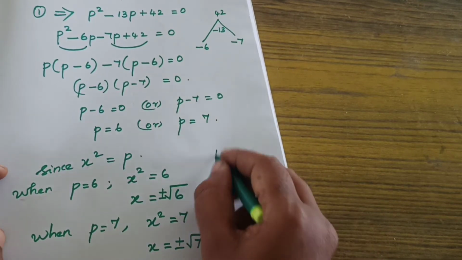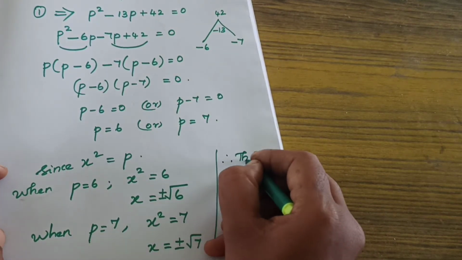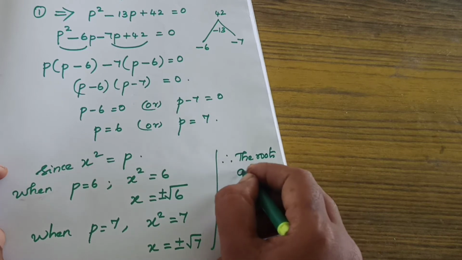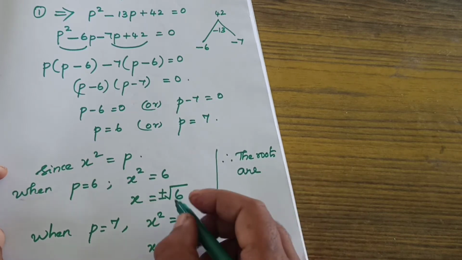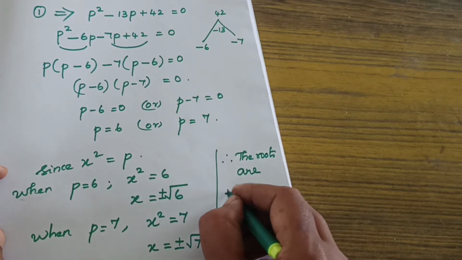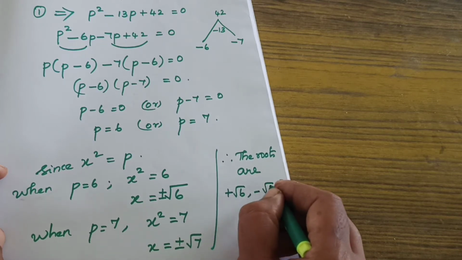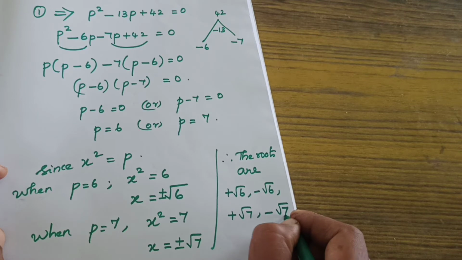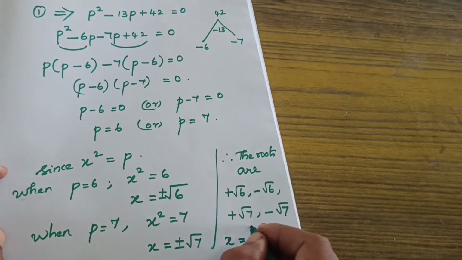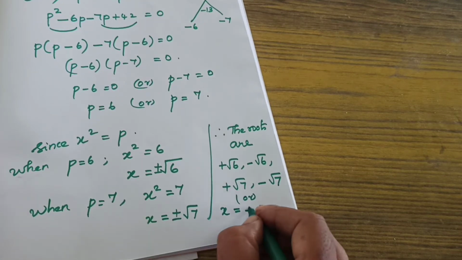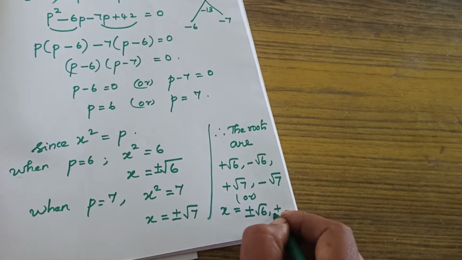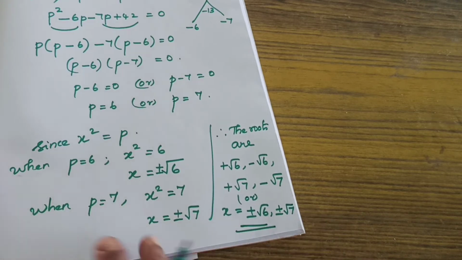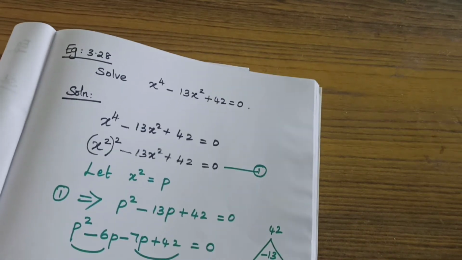So what are the factors? Sorry, the roots. What are the roots? 4 roots. Plus root 6, minus root 6, plus root 7 and minus root 7. Otherwise, you can write it as x equal to plus or minus root 6, comma plus or minus root 7. That's all. So once again, see this question.